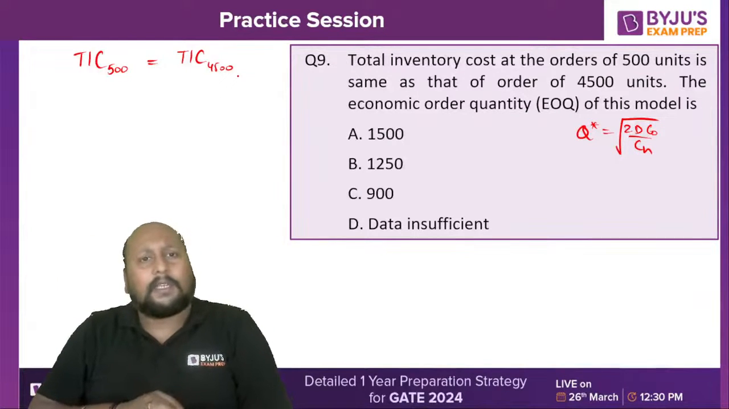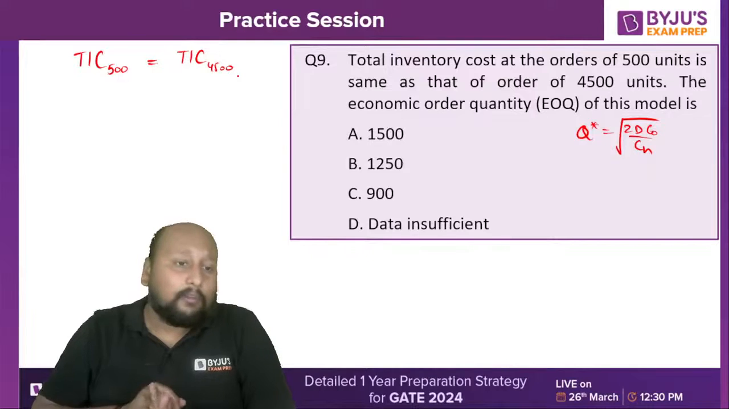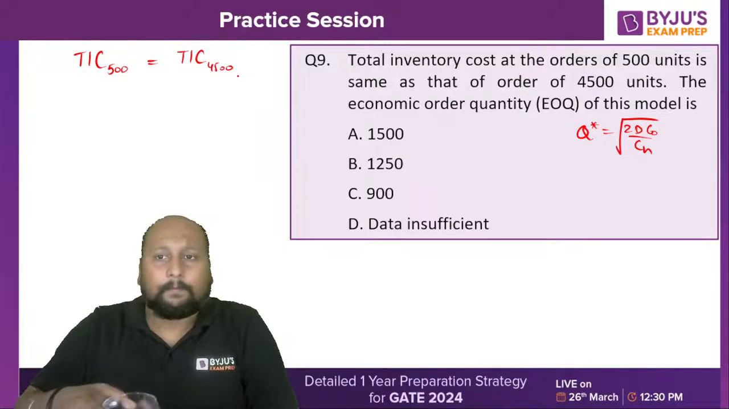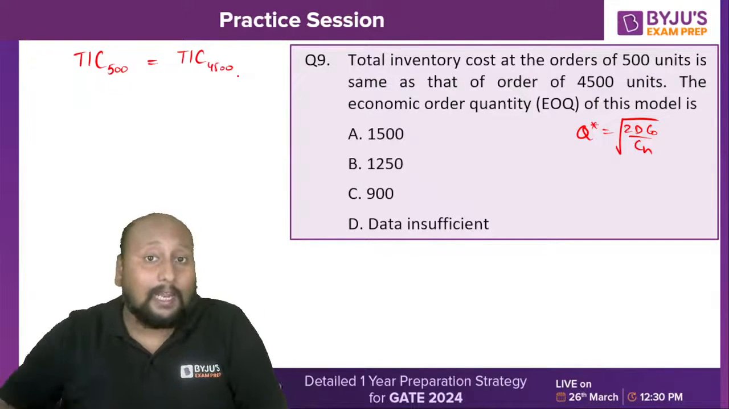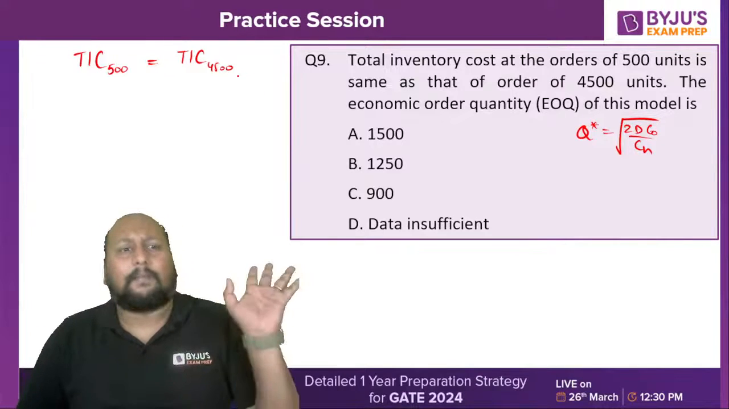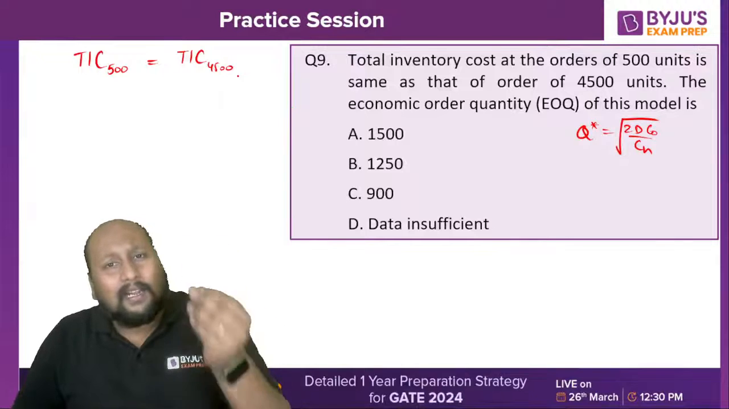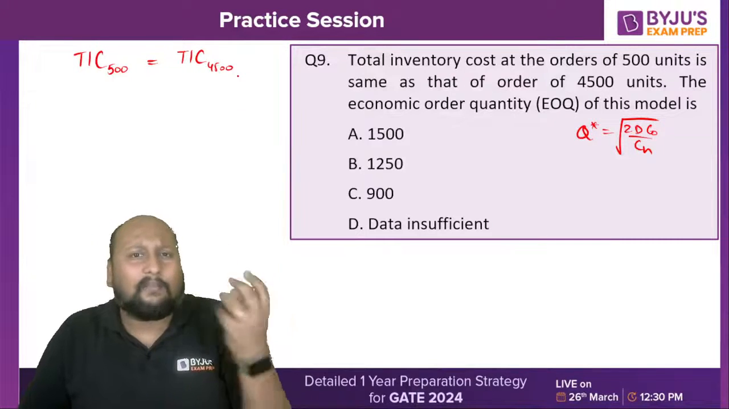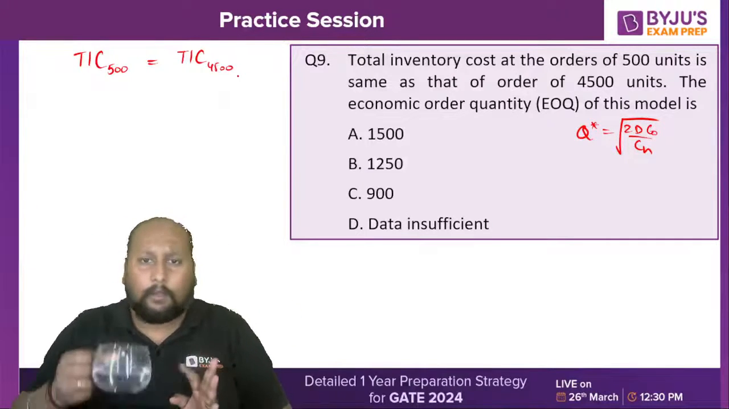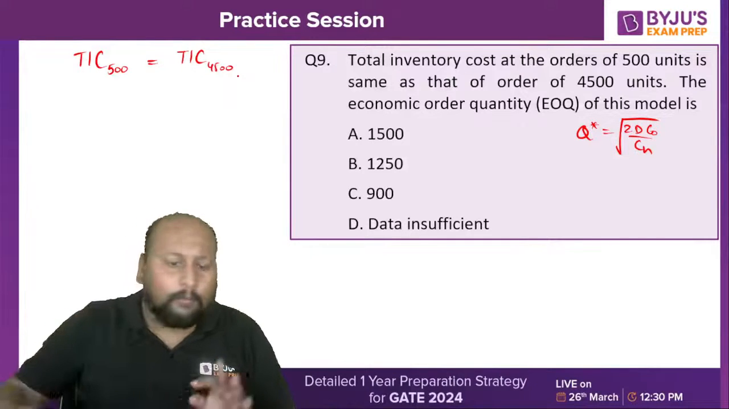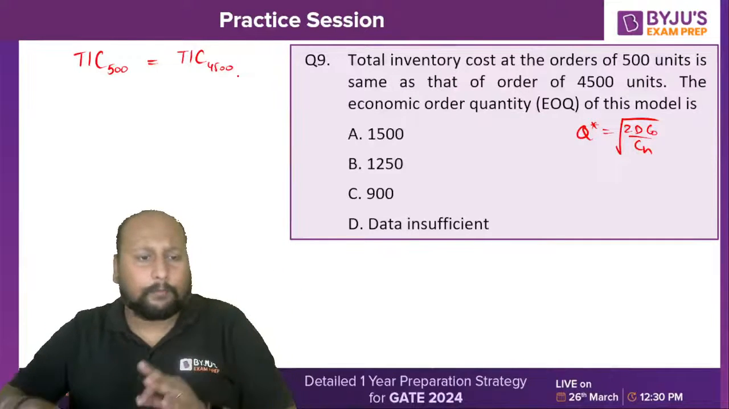So can we use this condition to get the value of Q star? Yes. And in this question, I'll be explaining a very simple term. In future, whenever you get this question, it will hardly take, I would rather say, 5 seconds to solve this.